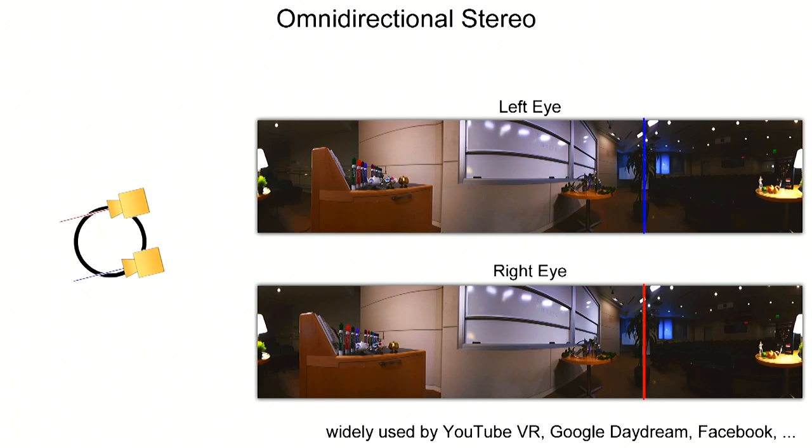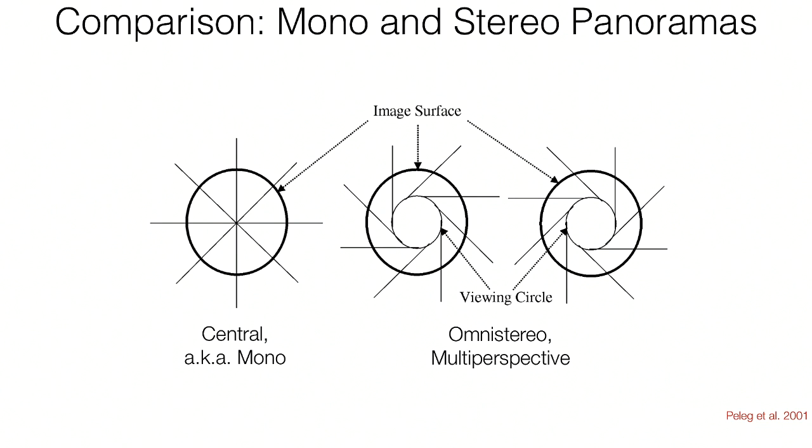So the comparison to mono is that now we have a different center of projection for every one of these head rotations. In the mono panorama, we had a single center of rotation for all the different views that we captured.